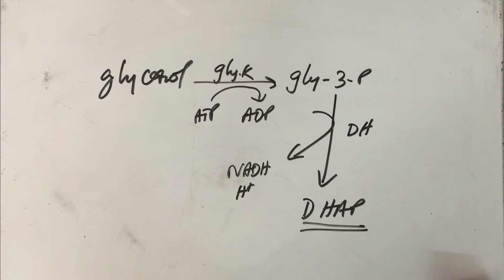Now once DHAP is formed, we know that this can be converted into glyceraldehyde 3-phosphate using triose isomerase enzyme. That is, glyceraldehyde 3-phosphate is a component in the central pathway of glycolysis. So this is how all the monosaccharides enter into the mainstream glycolytic pathway. So we have looked at fructose, galactose, mannose, pentoses and glycerol.